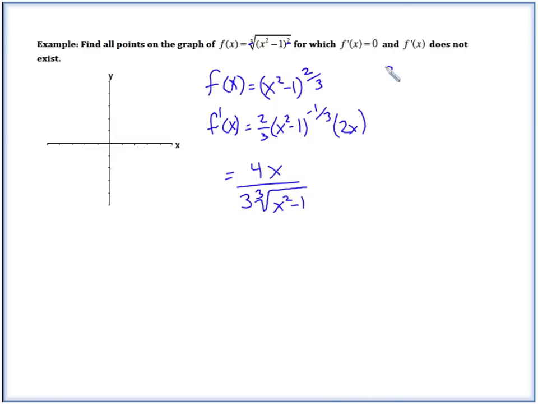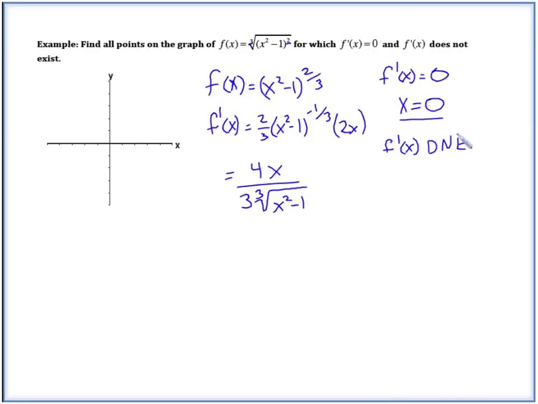Okay, so where does f prime of x equal 0? Well, in looking at this function, what would make this whole thing 0? Well, if x were 0, then it would work. So we know the derivative is 0 when x is 0.